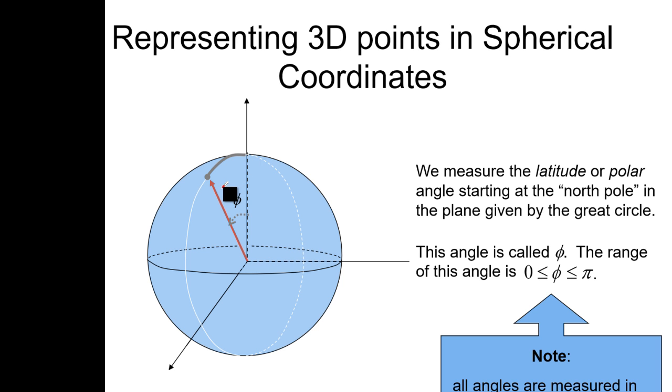So the radius of the circle makes an angle 0 with the z axis, and as it goes through the circle and reaches the South Pole, or the minus z axis, it has an angle of pi. So this is what we call latitude. Using this phi angle, you can know at what height or what depth the point is located on the sphere. So that is what we call latitude.